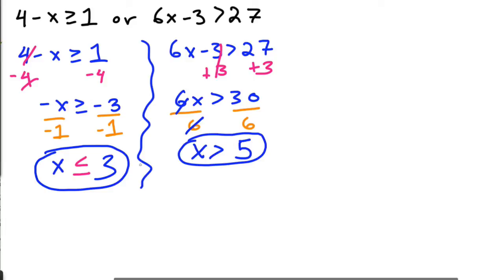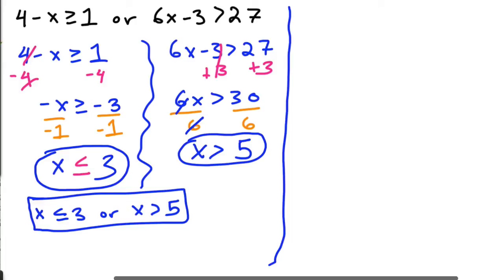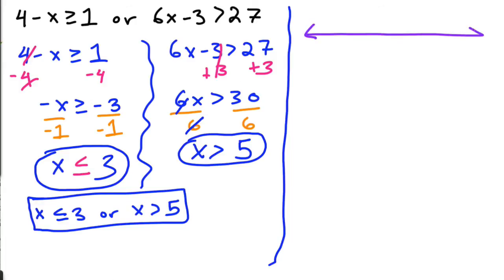Now, so my solution is that x is less than or equal to 3, or x is greater than 5. So this is using the inequalities. And now I need to write it in graphical notation and in interval notation. So let's do those one by one. So let's say I put up the graphical notation first. So let's put down our numbers. Let's say this is 3, and then this is 5.